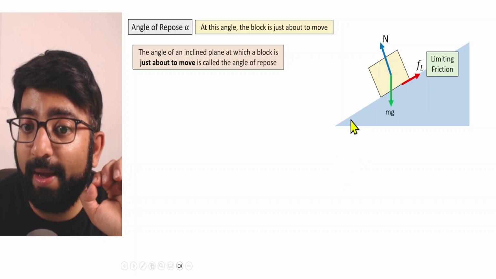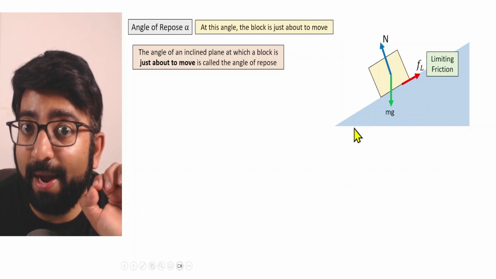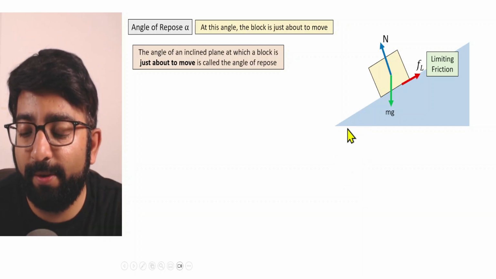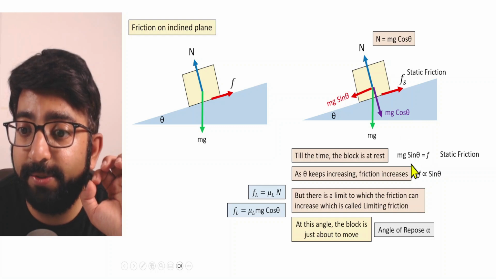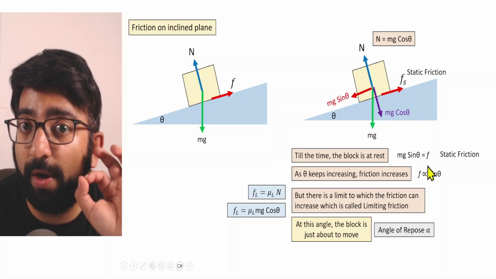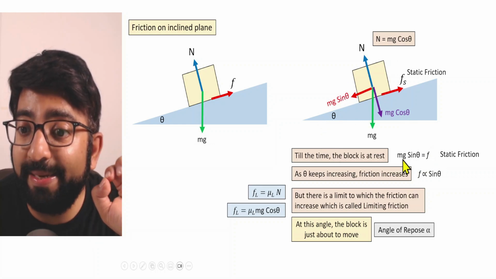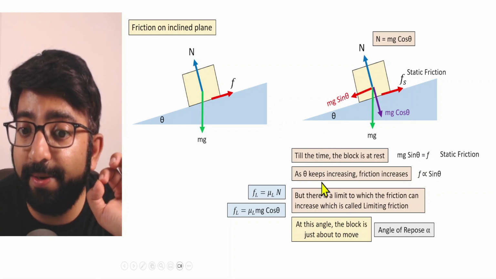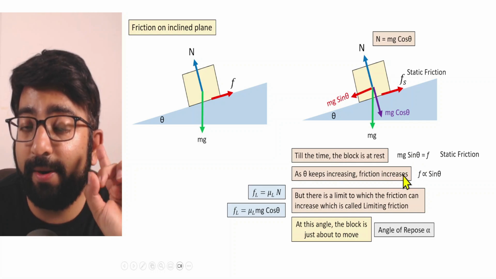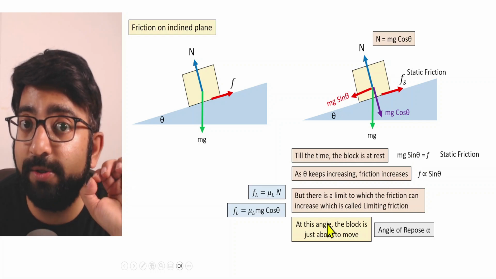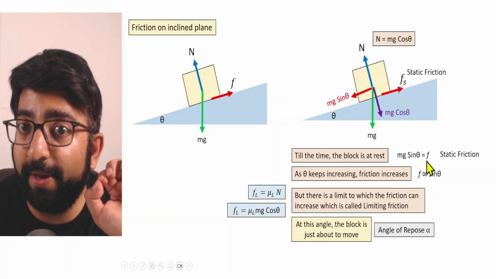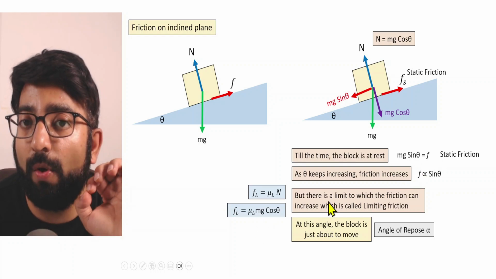So till the time the angle theta is small, friction will be mg sine theta, which we had discussed back in this expression. Mg sine theta is equal to F. So till the time the block is not moving, friction value will increase dependent on theta. As theta keeps increasing, friction will increase. But at a critical scenario, when the block is just about to move, then the friction value will become mu mg cos theta.